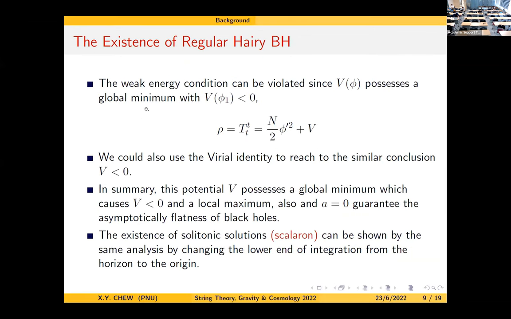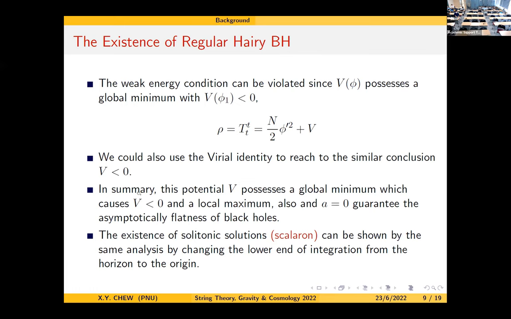And then we can also look at the weak energy condition. This weak energy condition can be violated because the potential possesses a global minimum. Because it has a global minimum, the potential has some part that becomes negative, so the energy density will become negative. We can also use the virial identity to reach a similar conclusion, showing that the potential has to be less than zero. In this case, you substitute your metric ansatz into the action and then do the analysis.